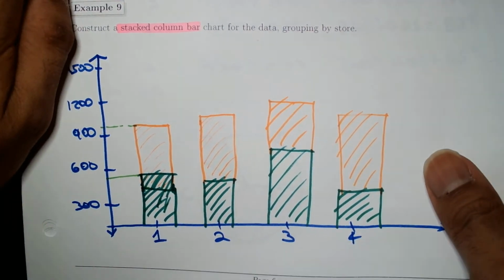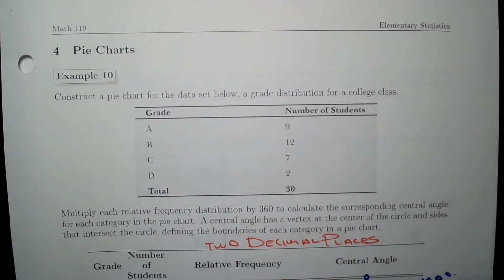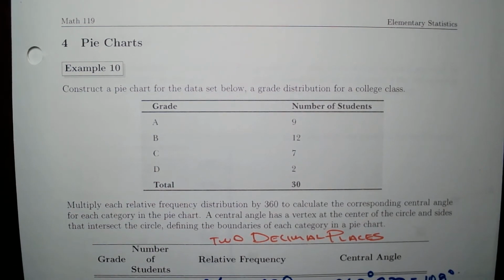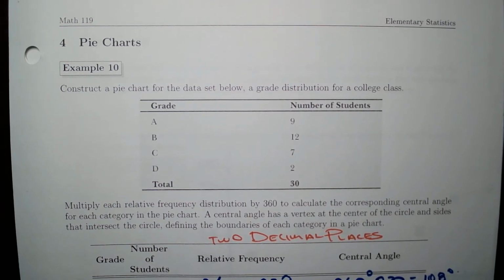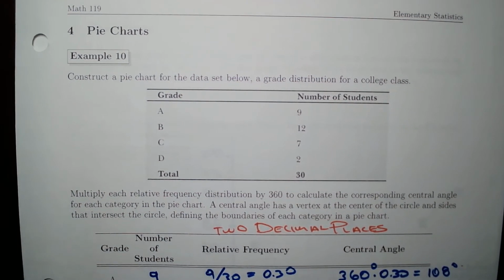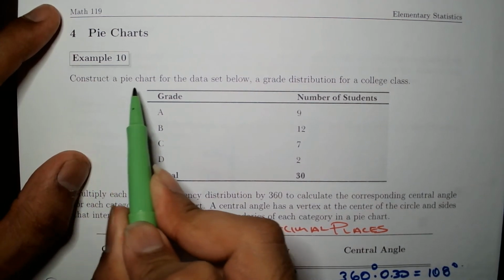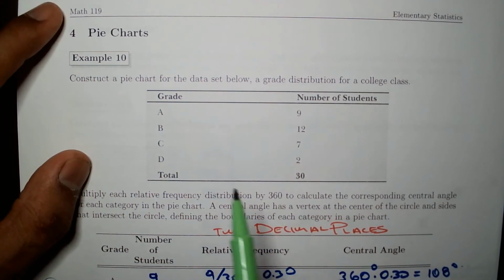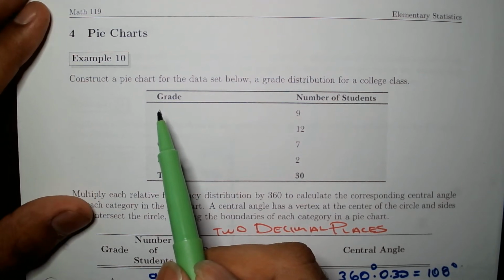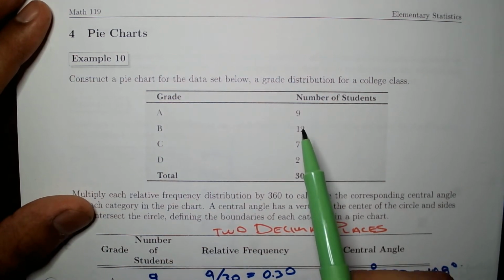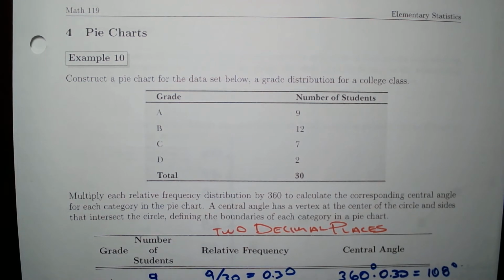All right, let's look at another very, very common type of graph, which in this case is pie charts. We use this to represent, in a way, percentages of the area of a circle based on the frequencies. For example, let's construct a pie chart for the data set below: the number of students who got an A, a B, a C, and a D. No F's in this case, only A's, B's, C's, and D's.